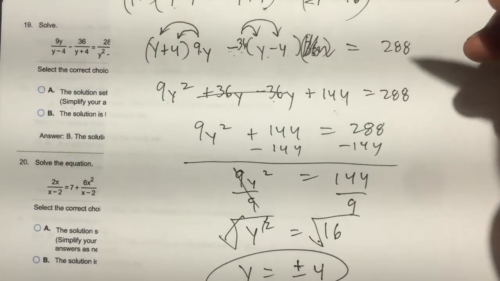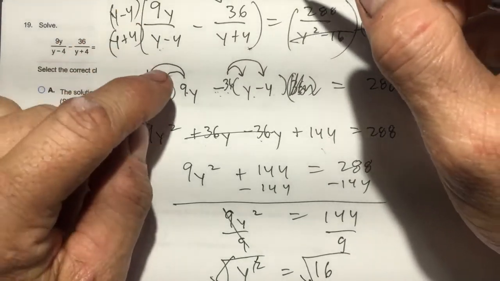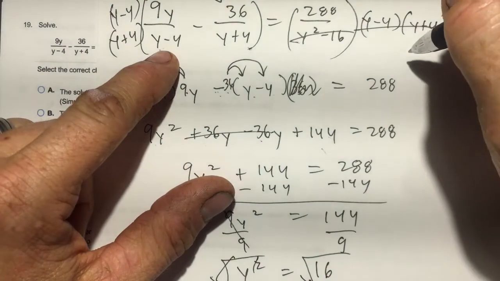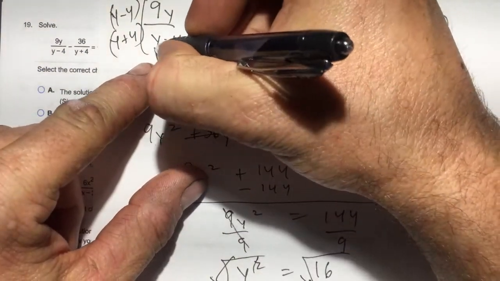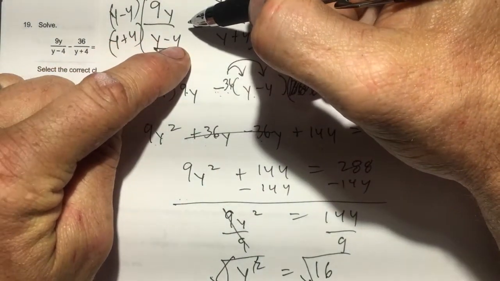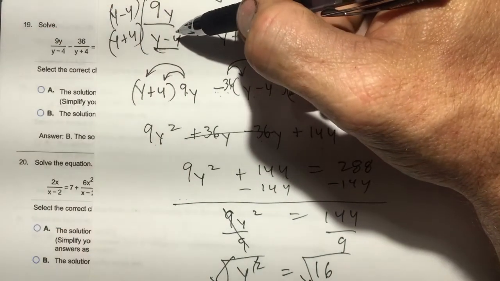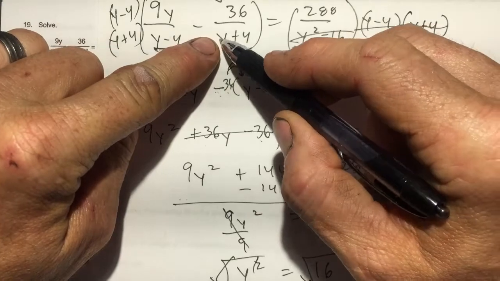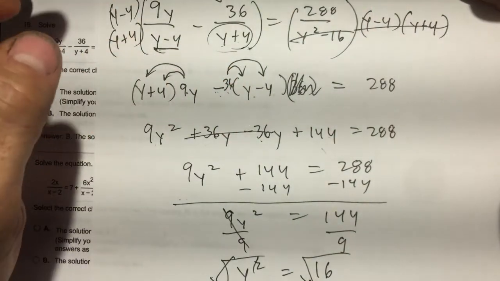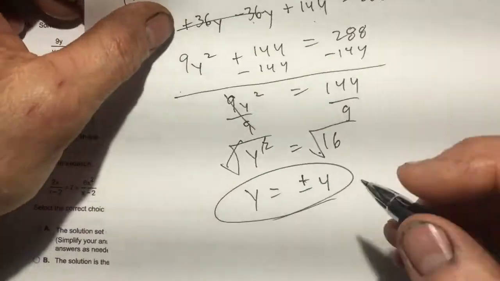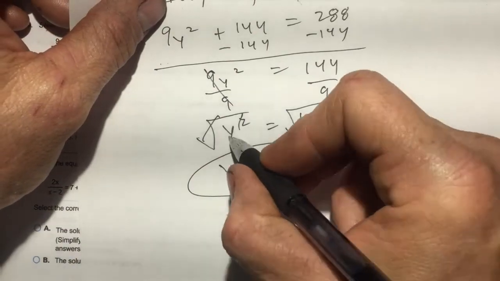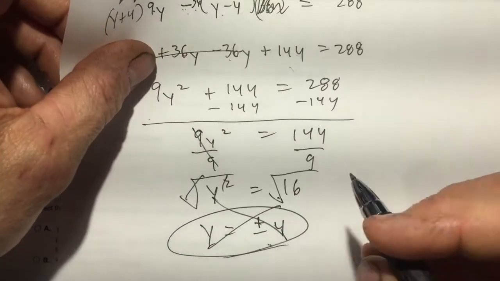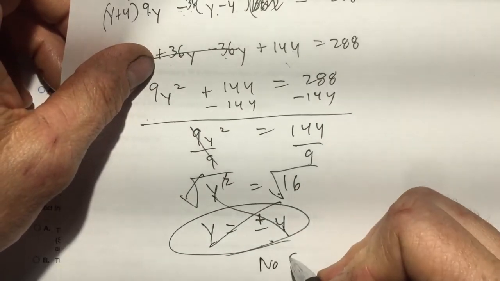Now, all this work for nothing, because if you remember, and I didn't tell you this at the beginning, right here, I can't have 4, because 4 minus 4 would be 0, and I'd be dividing by 0. So 4 cannot be a solution. And right here, negative 4 plus 4 would be 0. I'd be dividing by 0. I can't have negative 4 either. So all this work to find my solutions, which I can't have because they make me divide by 0, so there's no solution here.